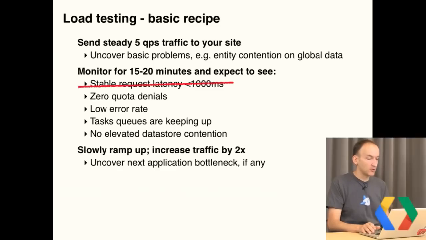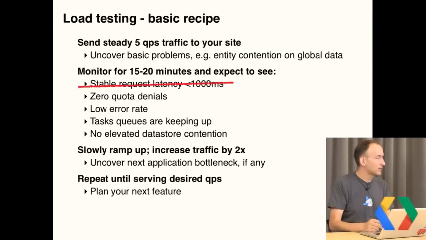And so then what we do is we double our traffic. But we do it slowly over a period of several minutes. And what we're looking for is the next application bottleneck. Now, if everything goes smoothly, and again, we see these flat lines, very low error rate, no quota denials, task queues are keeping up, we just keep moving on, and we repeat and repeat until we reach that 1,000 QPS or that 30 QPS or whatever number we're shooting for there.